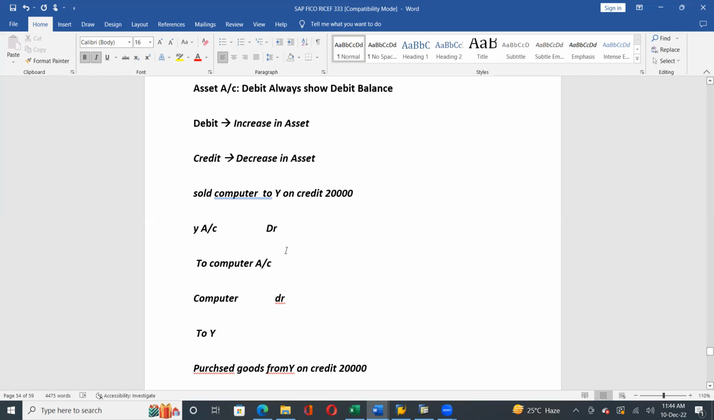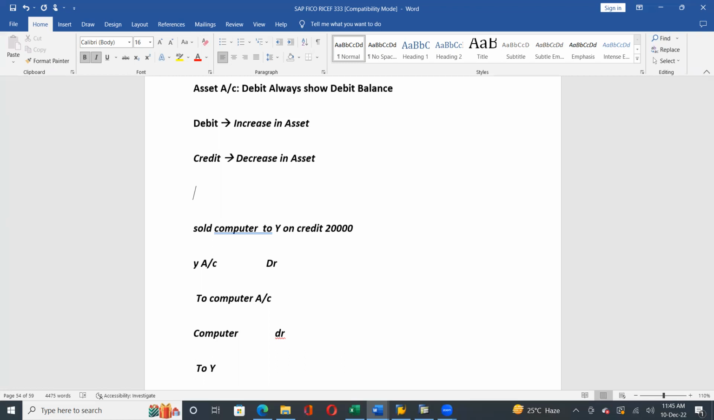Computer. Is the asset increasing or decreasing? Decreasing. So what is the asset accounting rule? Credit decrease in asset. Right? Then Y. Who has to pay us? Y needs to pay us. Y will become what? Debtor. That's right. So a debtor is nothing but a current asset. So is the asset increasing or decreasing? Increasing. So what is the rule? Debit increase in asset. Clear? So this is your asset accounting rule.